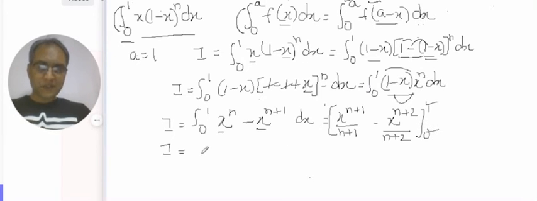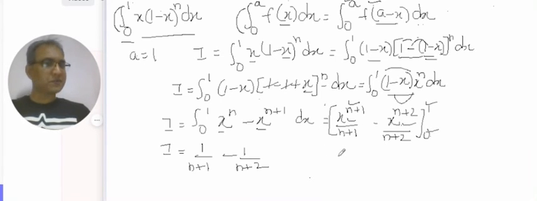So first let us substitute x as 1. So this is 1 to the power n plus 1. Now we know that 1 raised to any power is 1 only. So this is 1 upon n plus 1 minus, here on substituting x as 1, this will be 1 to the power n plus 2. Again, it will be equal to 1 only upon n plus 2. If you substitute x as 0, both the terms will become 0. So I am not writing that term because the value of that term we know is 0.